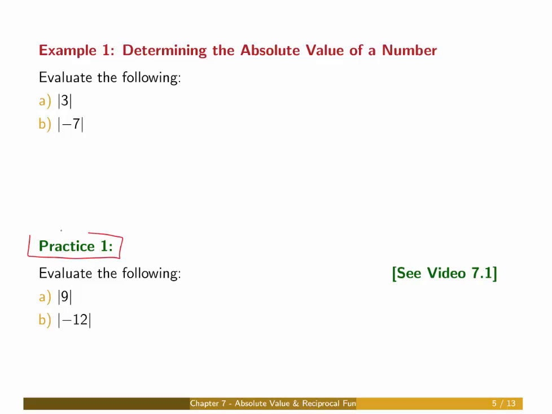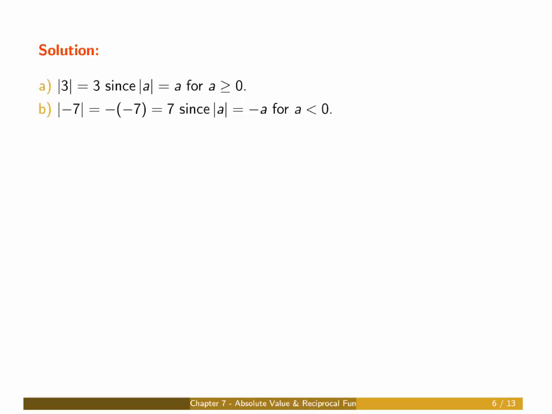Let's do practice 1. A very trivial practice. The absolute value of 9 is simply 9. It's a positive value. The absolute value of negative 12 is going to be positive 12. However, when you write it, you're citing this: you're taking the negative of the negative to give you 12. You can apply this to other situations.